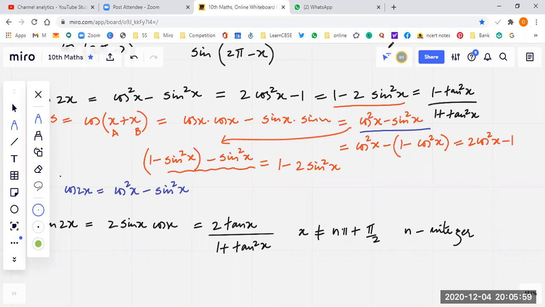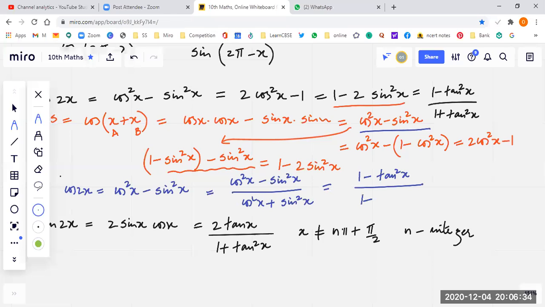Now, can I write it like this? This is equal to cos square x minus sine square x divided by cos square x plus sine square x, because cos square x plus sine square x is equal to 1. Now we just divide everything by cos square x. Cos square x by cos square x becomes 1, minus tan square x, divided by 1 plus tan square x. We got this formula also.